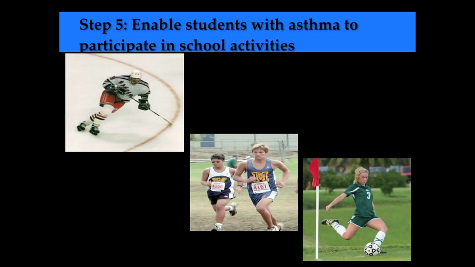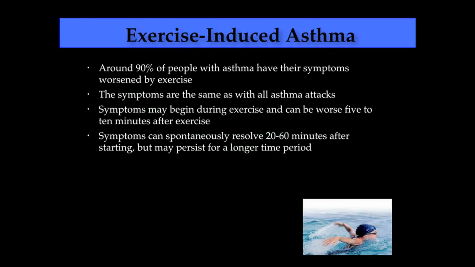Step 5 is to enable students with asthma to participate in school activities. This involves dealing with exercise-induced asthma. Exercise-induced asthma involves airway narrowing in people with asthma that is brought on by vigorous exercise. It is quite common, affecting up to 90% of people with asthma.